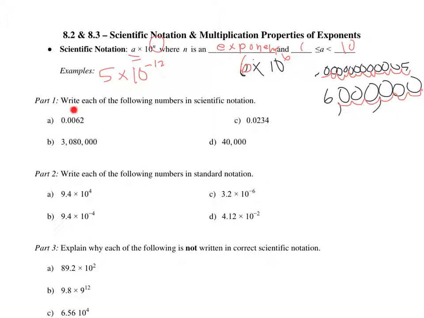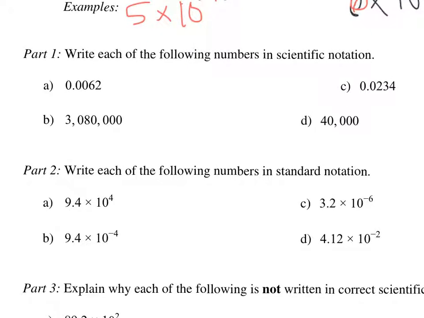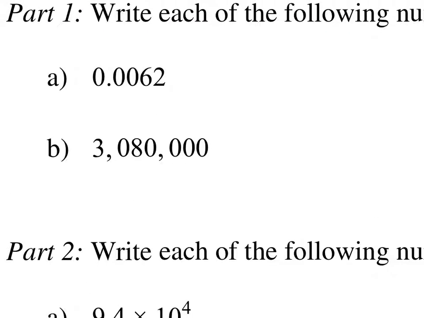So part 1, write each of these following numbers in scientific notation. I'm going to move the decimal over. I want the decimal such that the number out front is at least 1 but less than 10. So I need to move the decimal right to here. So that's going to be 1, 2, 3. So this number is going to be 6.2 times 10 to the negative 3.